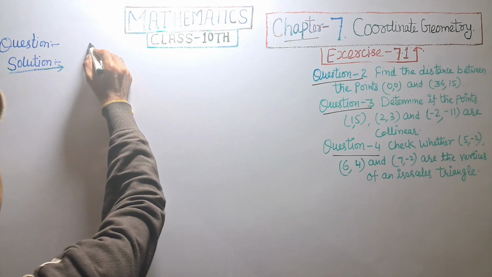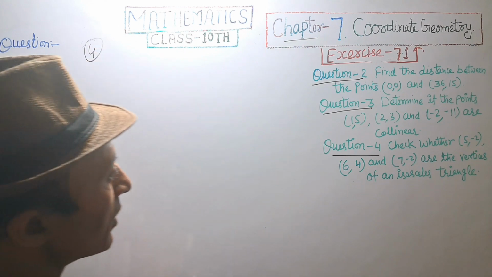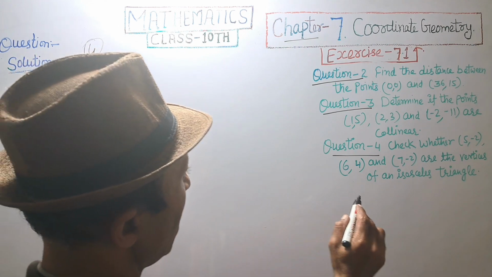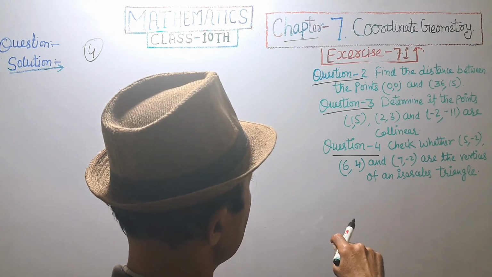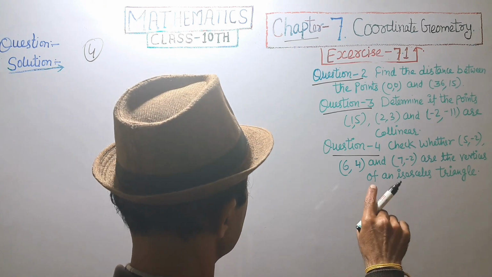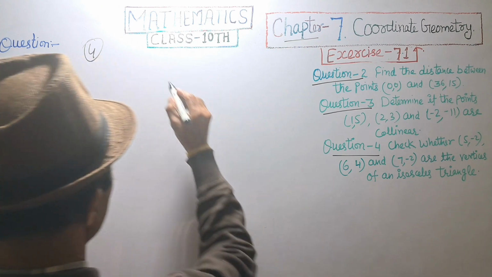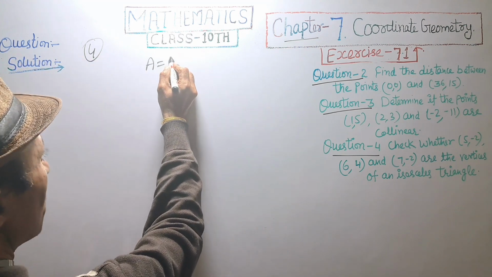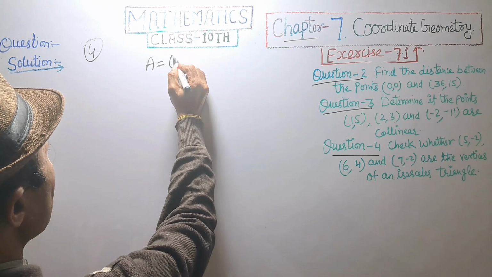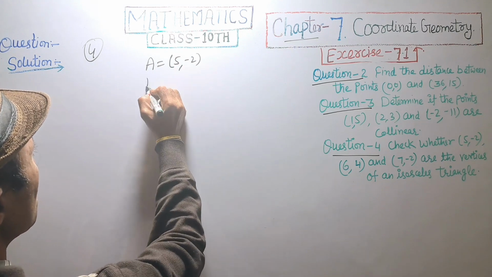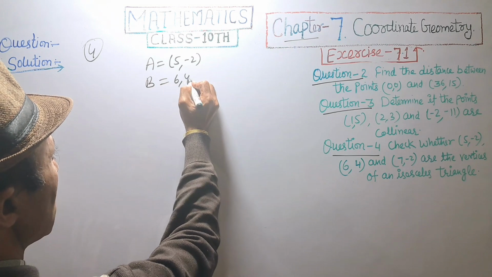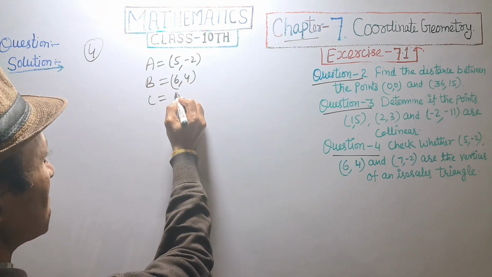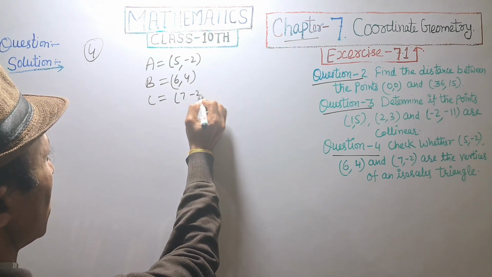Question 4. Check whether (5, -2), (6, 4) and (7, -2) are the vertices of an isosceles triangle. A is equal to (5, -2), B is equal to (6, 4), C is equal to (7, -2).